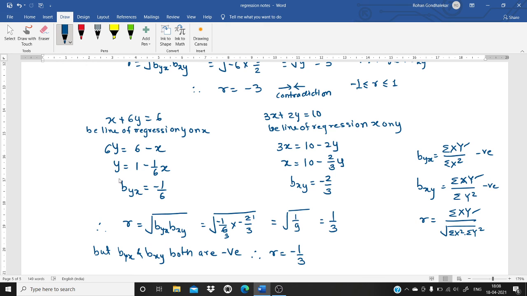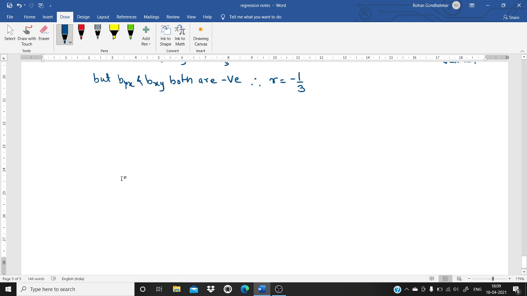And what about the denominator of r? Of course, it is positive because summation x square into summation y square, both of them are positive. So of course, the denominator has to be positive. So hence, if byx is negative and bxy is negative, r will be negative. That means if both of them are negative, r will be negative. So hence r is equal to minus 1. So we are done with the second part.